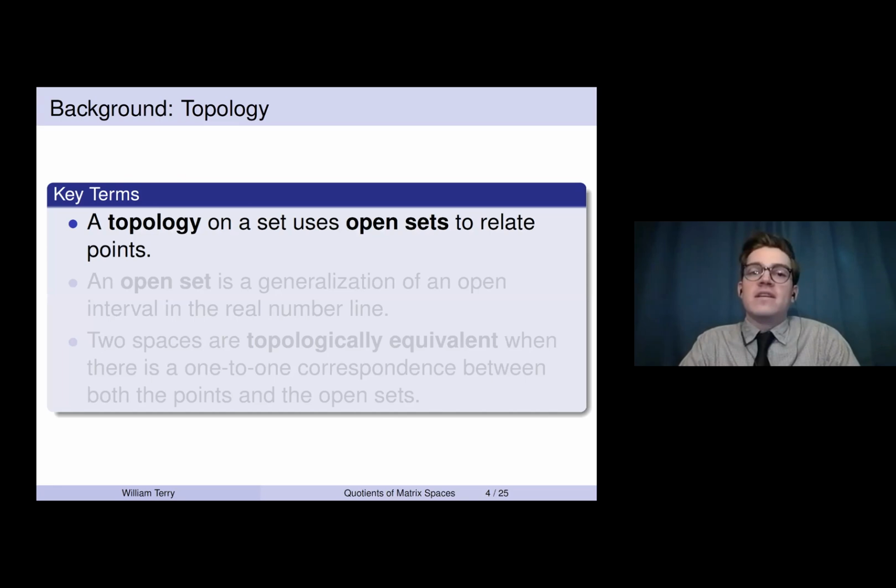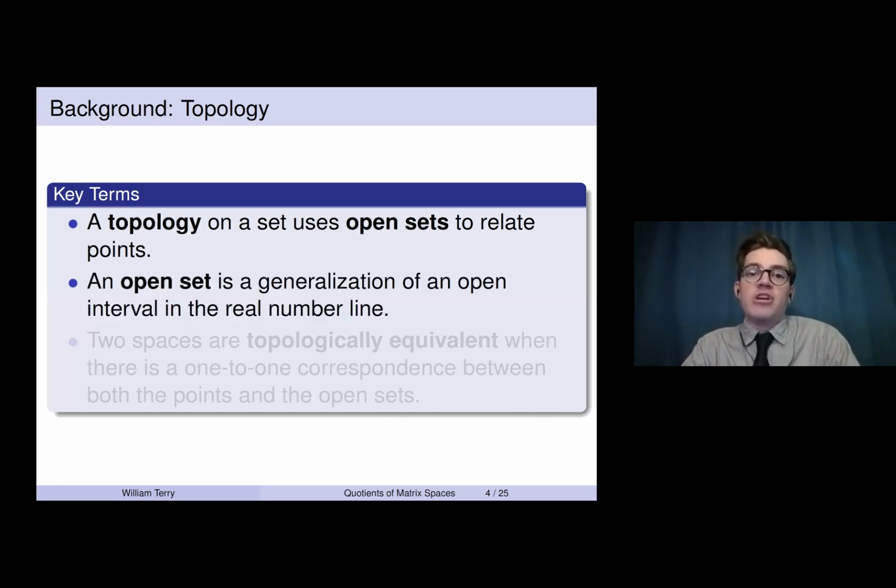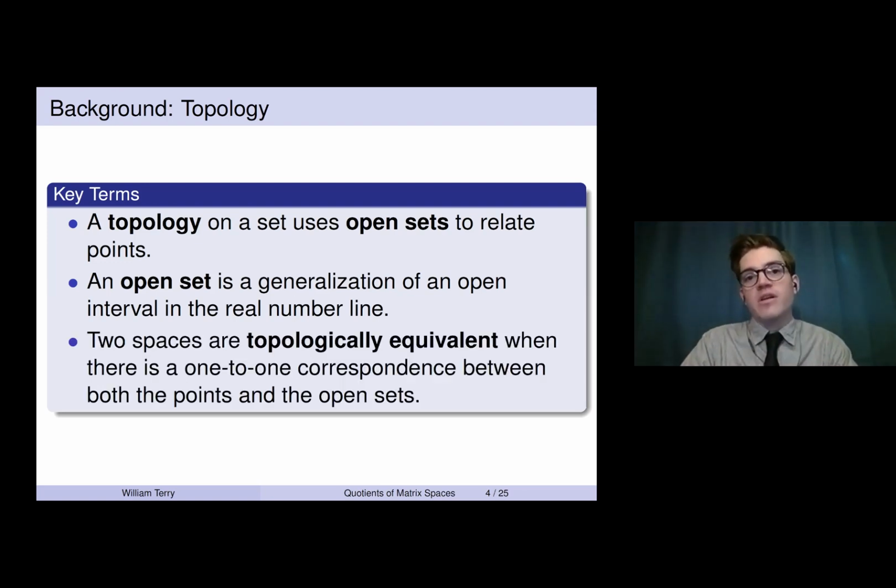A topology on a set uses open sets to relate points. Open sets are generalizations of open intervals on the real number line. So for example, all the points between but not including -1 and +1. Two spaces are then topologically equivalent when there is a one-to-one correspondence between both the points and the open sets. Since one could be continuously morphed into the other, the square and the circle from earlier are topologically equivalent.